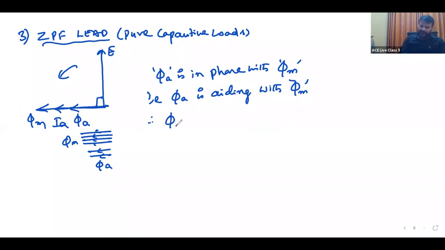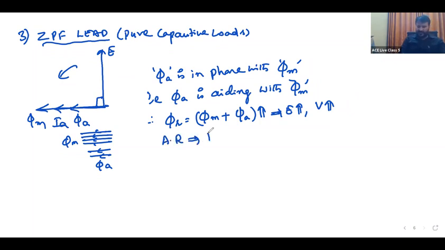Therefore, what is the net flux? The resultant flux phi R is equal to phi M plus phi A. So the net flux will increase. When net flux increases, the generated EMF increases, and the terminal voltage also increases. When net flux is increasing, the armature reaction is said to be purely magnetization.